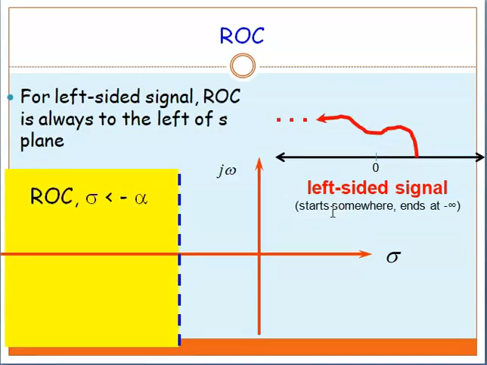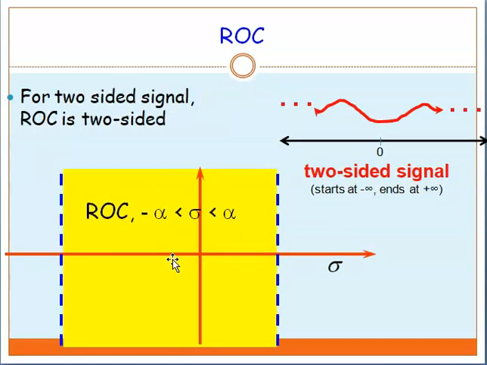And then this would be your left-sided signal. The ROC is always to the left of the S-plane. You start from here, that will be your sigma c, so your sigma is less than minus alpha. And finally, you have the two-sided signal, where it starts from minus alpha and then ends at alpha. So your sigma would be between minus alpha and alpha.